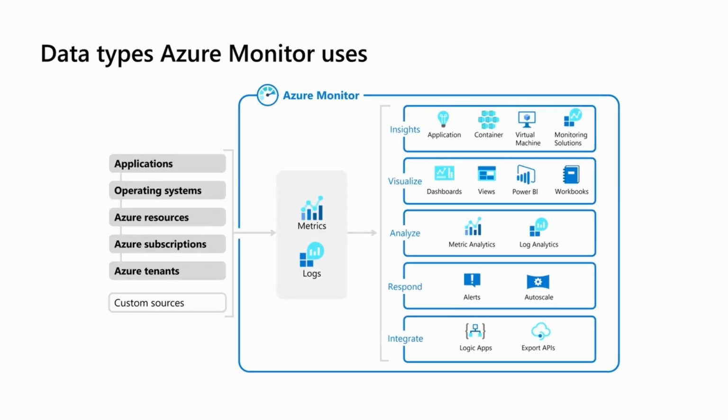Let's start with a diagram depicting the two fundamental data types Azure Monitor uses, metrics and logs. Now, how are these data types populated? Monitoring data sources such as applications, operating systems, Azure resources, Azure subscriptions, Azure tenants, and other custom sources populate these data types. There are different functions that Azure Monitor will perform with this collected data, including generating insights, visualization, analysis, response, integration, and streaming to external systems.